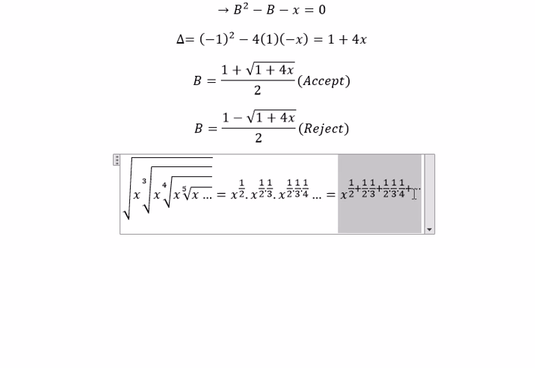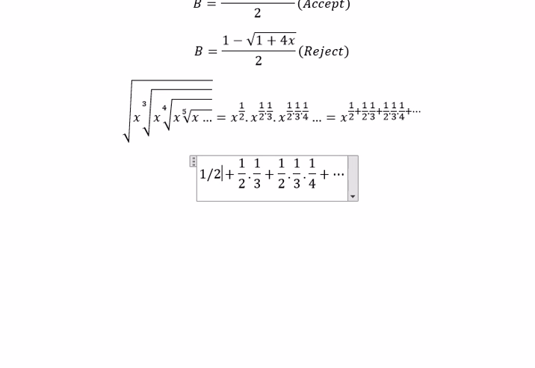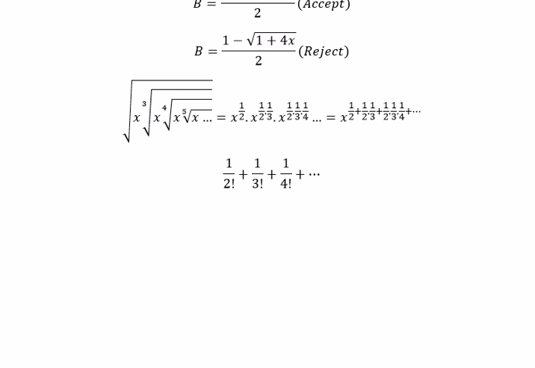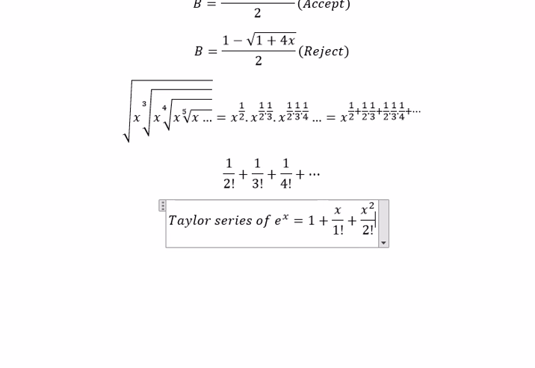So in this one we can put 1 over 2 factorial, 1 over 3 factorial, and so on. Next, we use the Taylor series of e to the power of s, which is 1 plus s over 1 factorial plus s squared over 2 factorial.